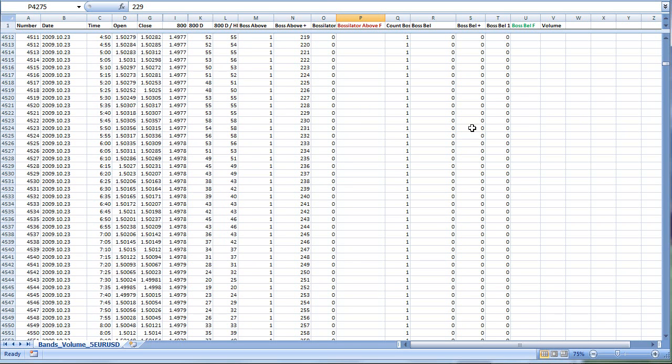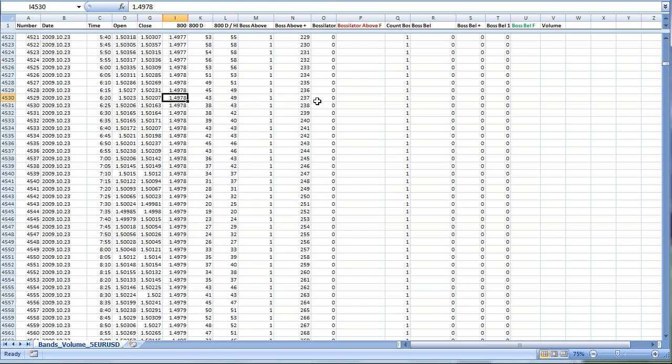Now, you don't know you're looking at 5-minute candles because they don't look like candles or bars, right? Here's what you're looking at. You're looking at candle number 4529. It comes from October 23rd of 2009. It was formed at 6:20 in the morning, and the opening price was 50.23 and the closing price was 50.20. The 800 period simple moving average at that point was 49.78.